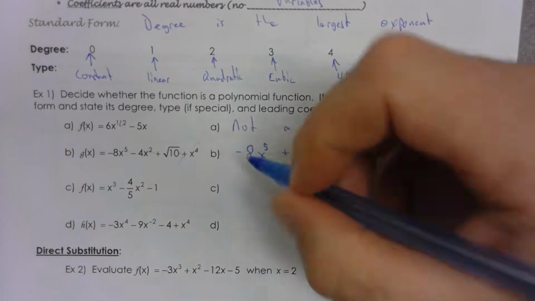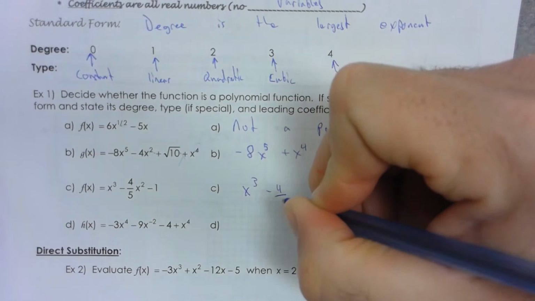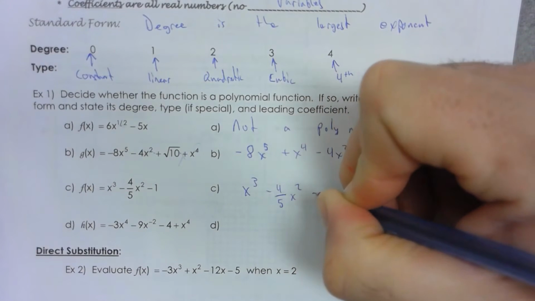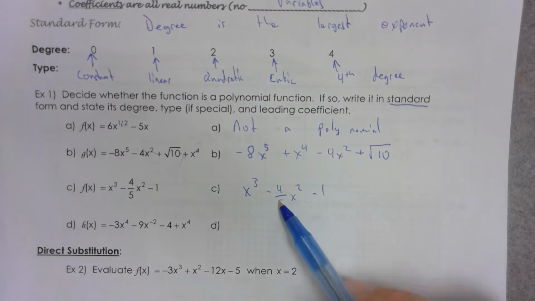Also a polynomial. And it's in standard form. This would be considered cubic. It's got a fraction, but it's the coefficient. It's not the exponent.